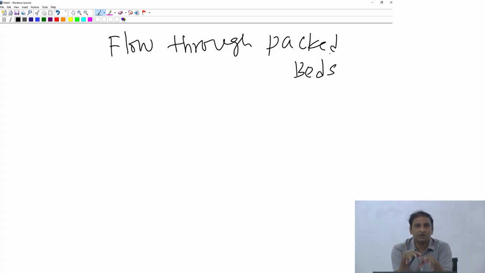So just to sum up the previous class, what we did was we basically defined a few things in a packed bed. We said what is a packed bed, what are the applications, where they are used. We talked a little bit about what are called packed bed internals. If you look inside a packed column, what does it have?